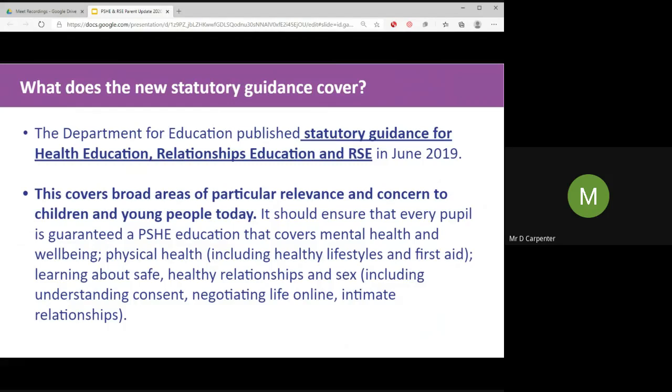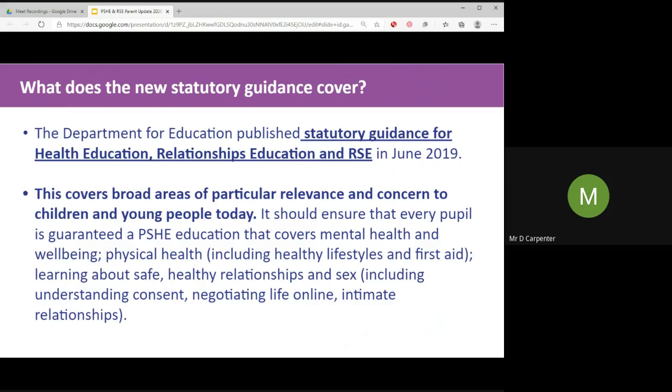So what does this new statutory guidance cover? The Department for Education has published its statutory guidance, and that is widely available for you to read on the Department for Education government website. That was published in June of 2019. This covers broad areas of particular relevance and concern to children and young people today. It aims to ensure that every pupil is guaranteed a PSHE education that covers mental health and well-being, physical health, including healthy lifestyles and first aid, learning about safe healthy relationships and sex, including consent, negotiating life online, and intimate relationships.